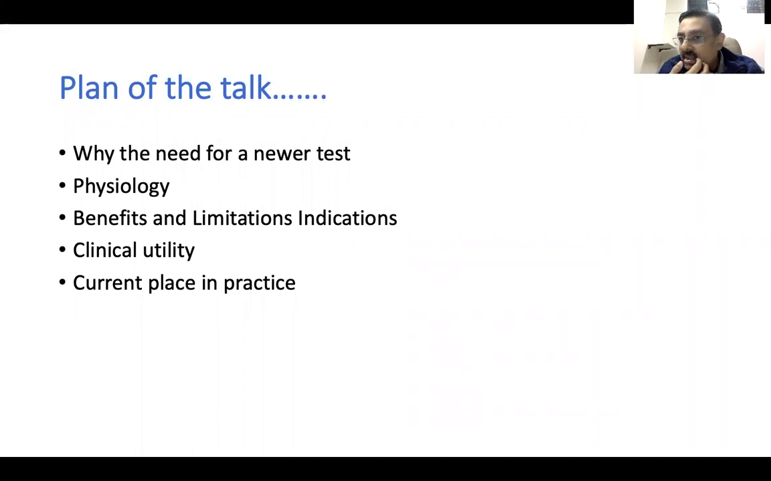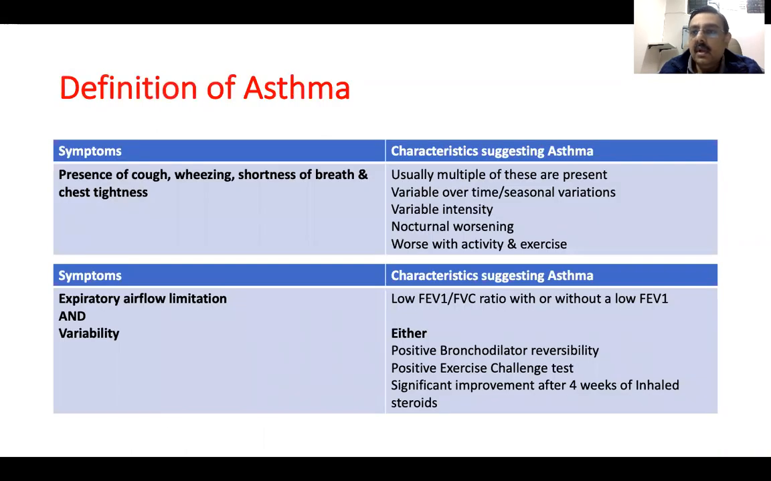We'll also talk about some clinical utility and the current place in practice where oscillometry should be considered in the management of children. Before I go on to this, I'll briefly, in the next few minutes, talk about asthma, because chronic cough and asthma remain the most important indications for doing a lung function in the pediatric age group, and that is the place where oscillometry also helps.